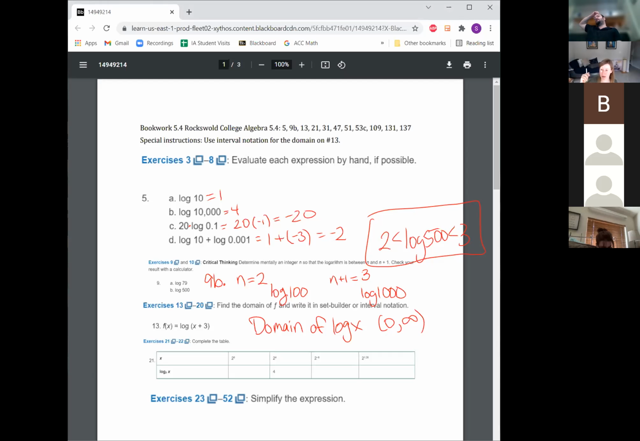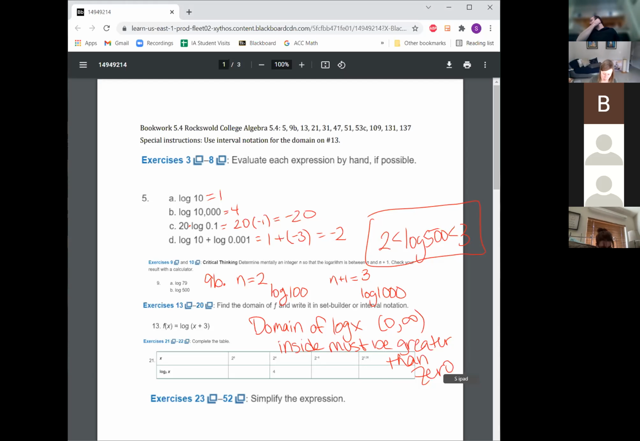So remember when we did radicals and fractions, how we had those rules? Now we have rules for logs. So the rule is the inside must be greater than 0. And that comes from our parent function domain.